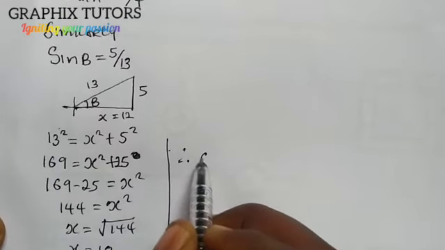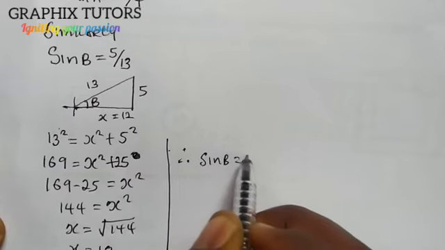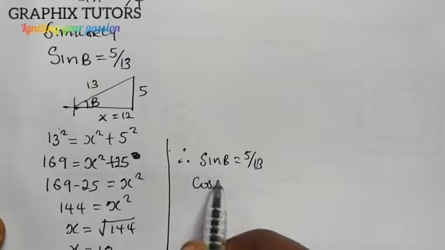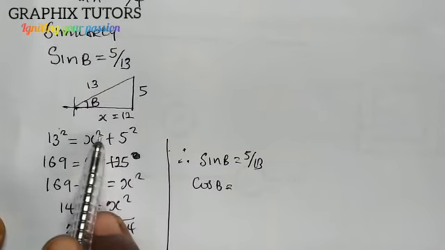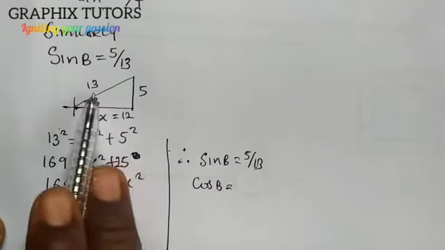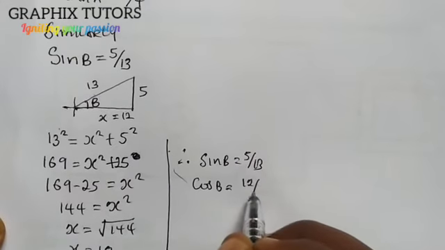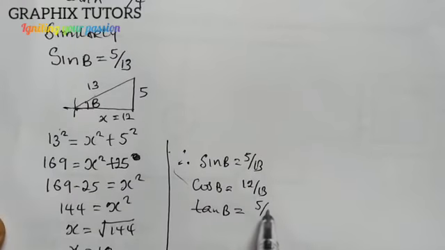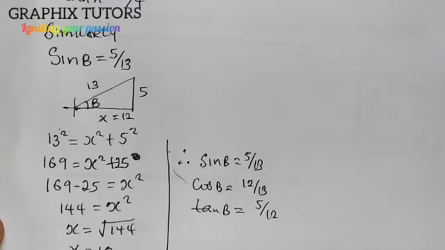So therefore we should know that sine B is equal to 5/13. Cos B is adjacent over hypotenuse, that is 12/13, and tan B is equal to opposite over adjacent, that is 5/12. So we say they are all acute angles. That means acute angles all fall in the first quadrant, right? They are less than 90, but they are greater than 0.